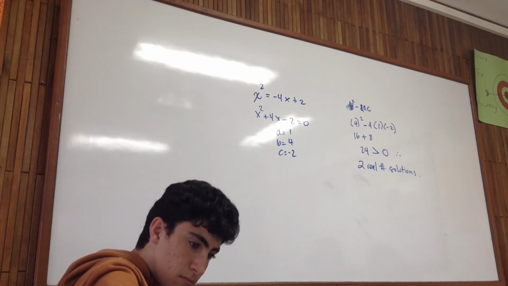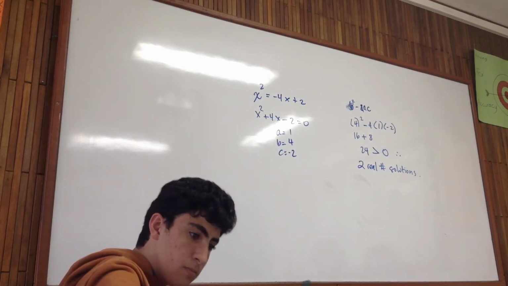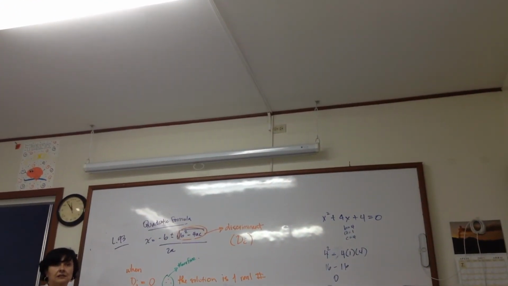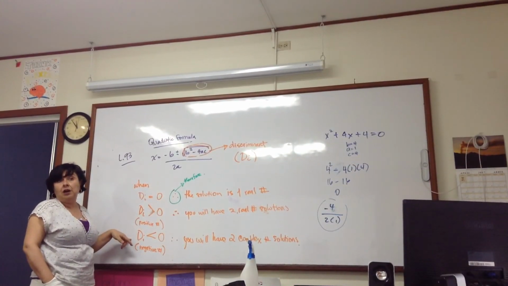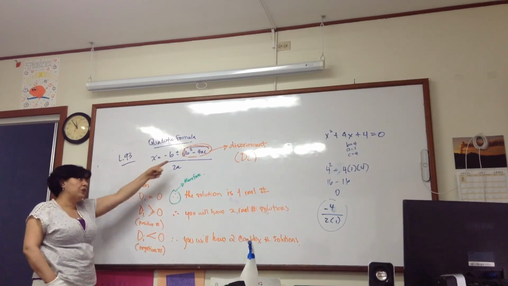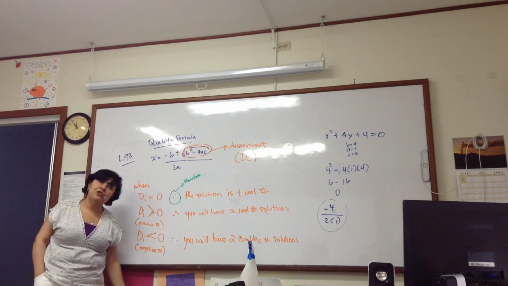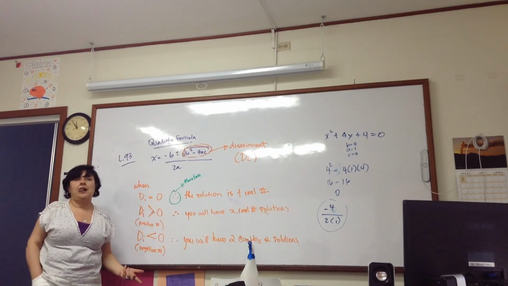If it's greater than 0, it's positive. If you put it inside the square root, you're going to have two real solutions, right? And if it's less than 0, you know it's going to be complex, because the square root of a negative number is imaginary.